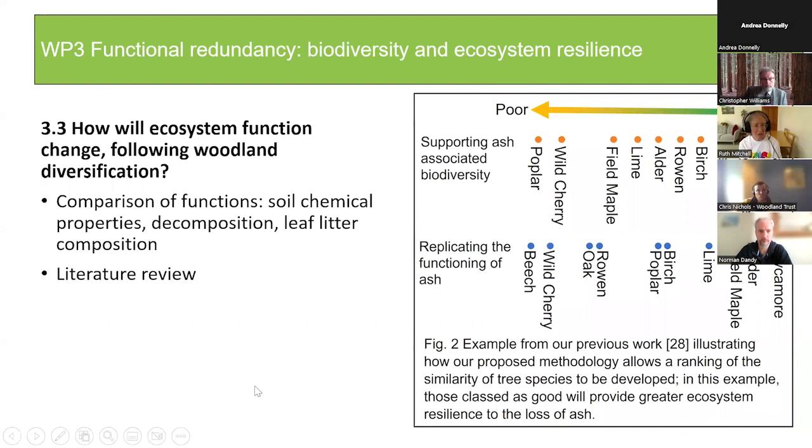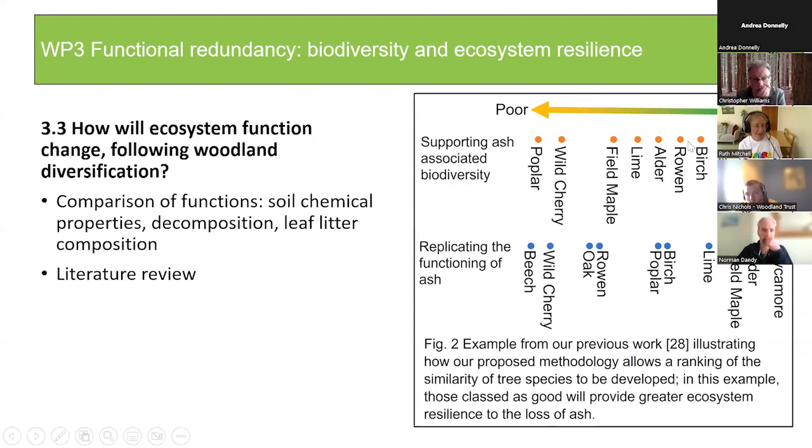And then finally, we're going to be looking at ecosystem function. By that, I mean things like how the tree species influence the soil chemistry, leaf litter breakdown, and the soil chemical composition. So this is an example from some work I did on ash. We looked at the soil chemical composition of ash, but also a range of other tree species that could replace ash. And you can rank them depending on their similarity to, in this case, ash.